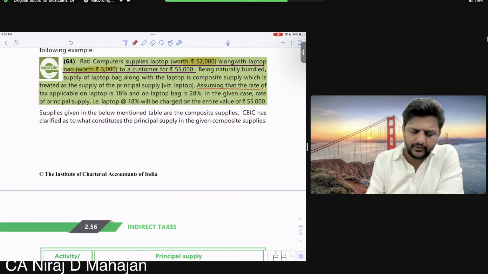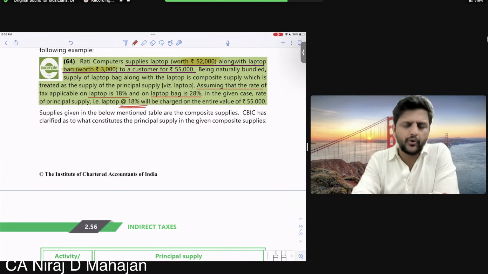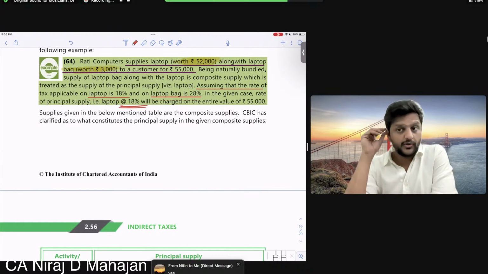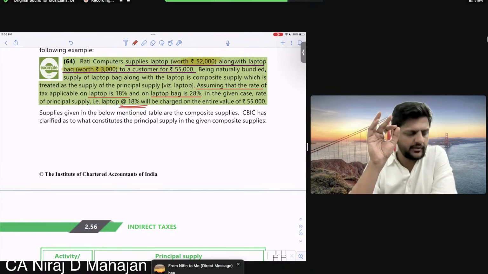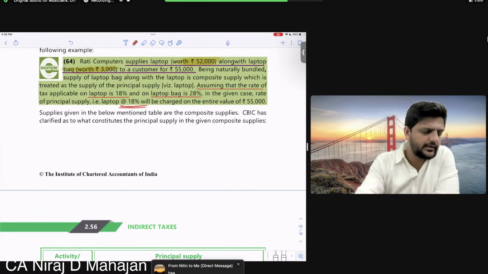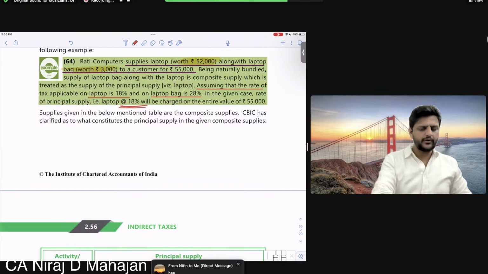Assuming the rate of tax on laptop is 18 and laptop bag is 28, they are purposely giving you more. But still on the entire amount you will charge which one? 18 only. All of you okay till here? Clear? So even if the other item's rate is higher, we take the rate of the principal supply. Clear all of you? Can we go ahead?